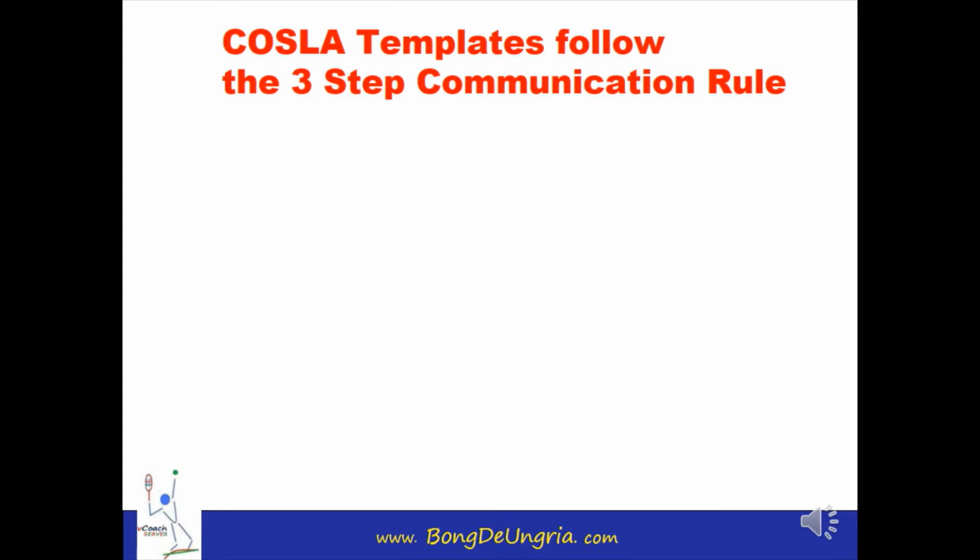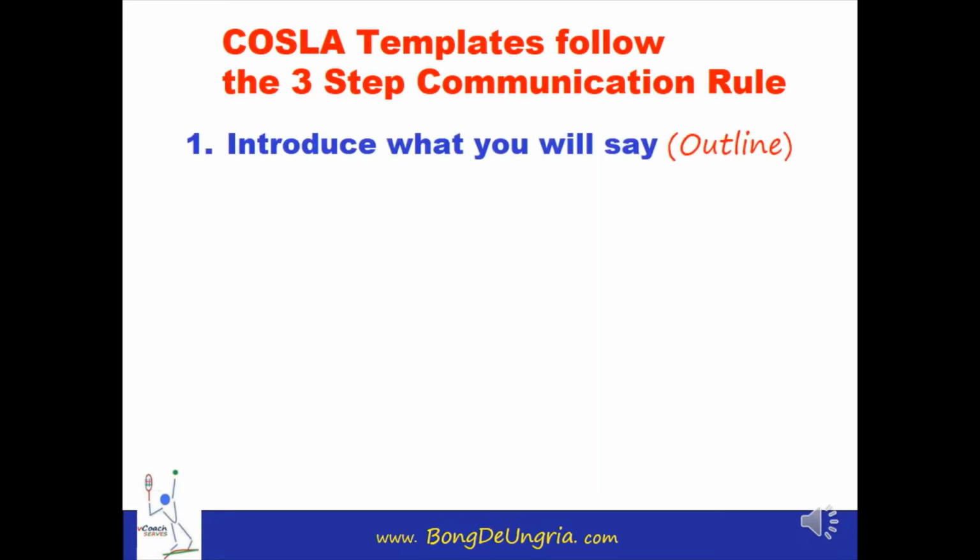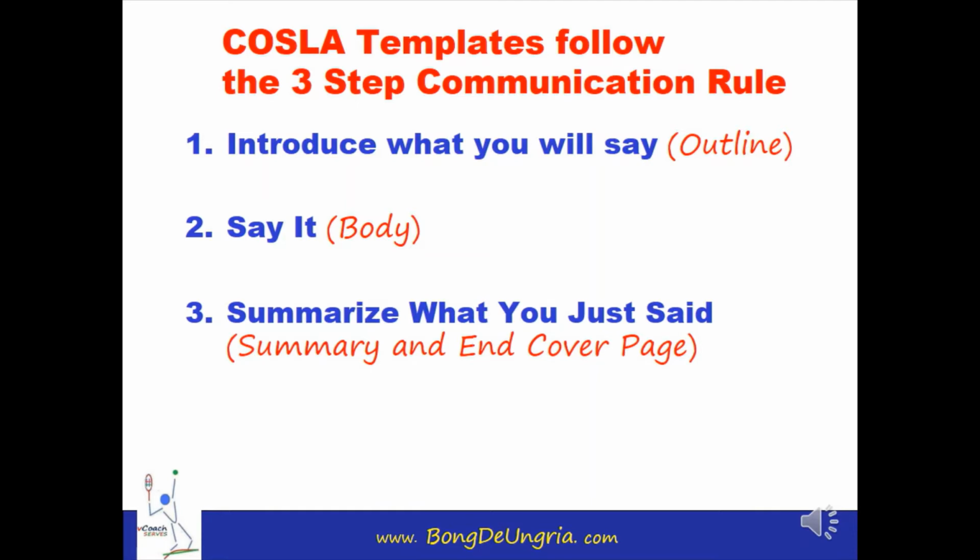The COSLA templates follow the three-step communication rule. What are the three steps for effective communication? The first is introduce what you will say, and you will do this in the outline. Then say it, which is in the body of the presentation. And finally, step 3 is summarize what you just said, which is in the summary in the end cover page.